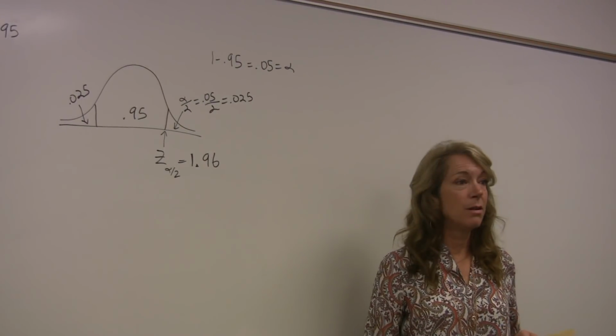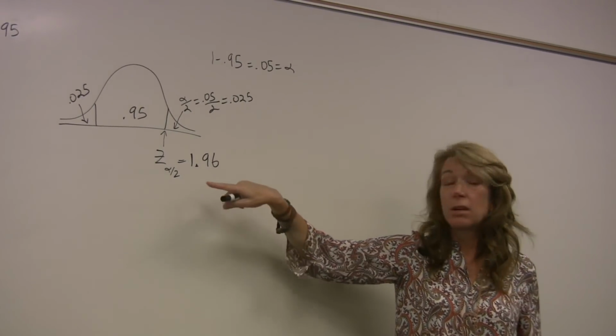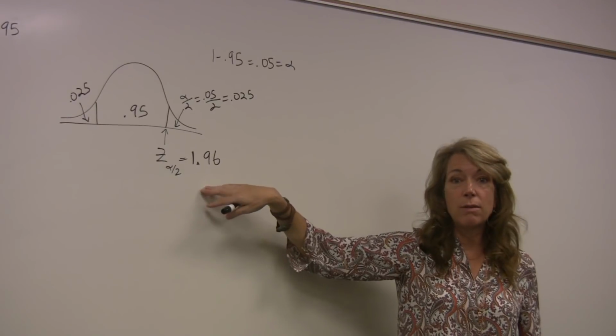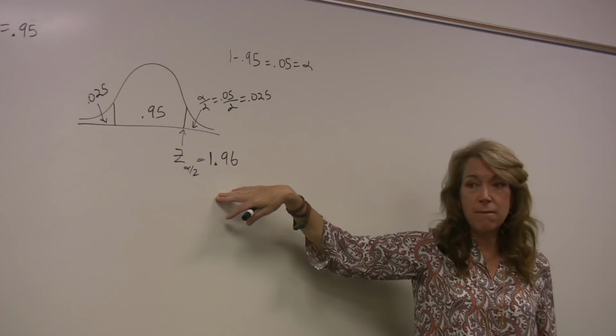So how do we put that in our calculator? To find this? Well, how do we actually do that? Let me start off with, let me make sure everybody has where the 1.96 came from. Questions on where that came from?